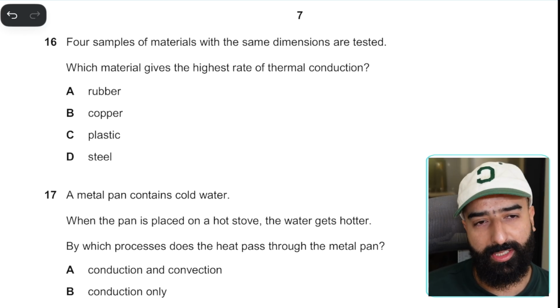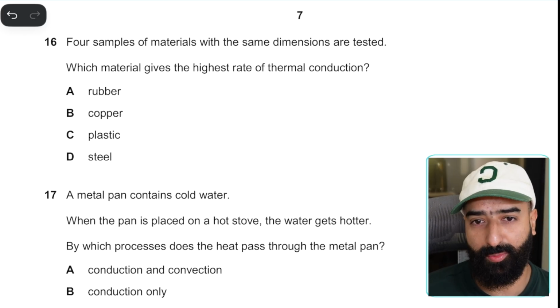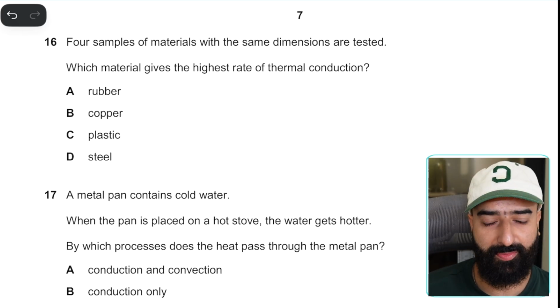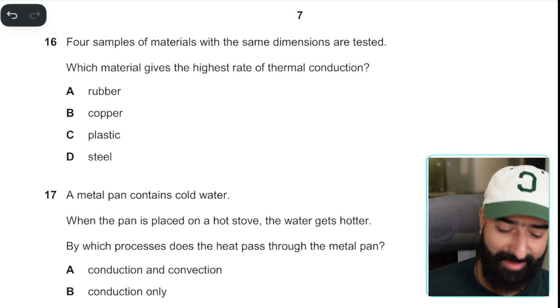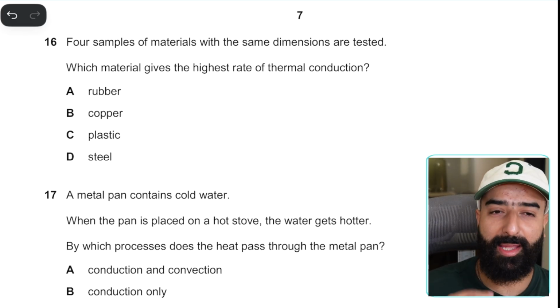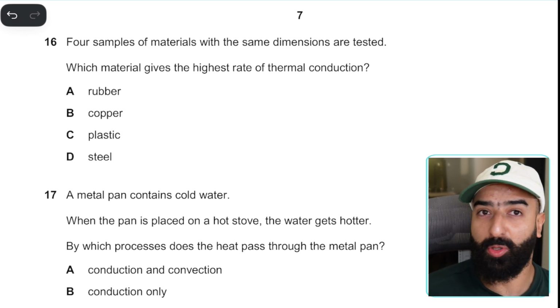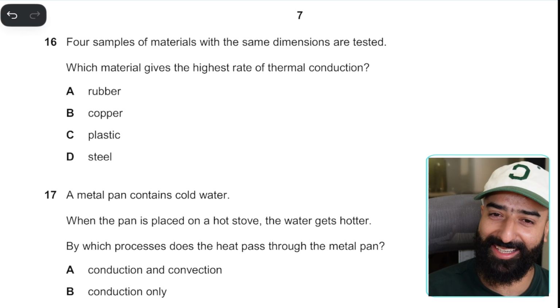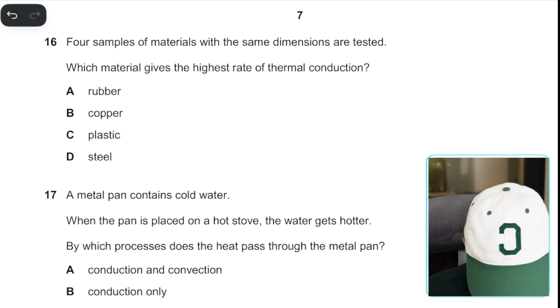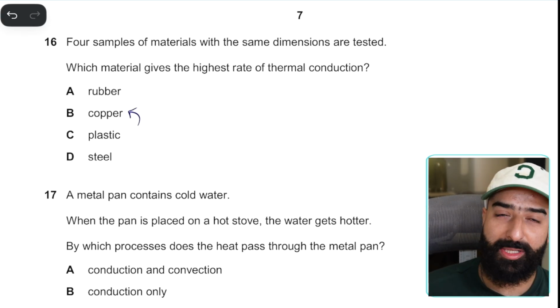Four samples of material with the same dimensions are tested. Which material gives the highest rate of thermal conduction? So we're looking at which one is the best conductor. Which one is the best conductor? Don't say plastic. Okay, that would be a very bad answer. It's copper. Copper is a great conductor.